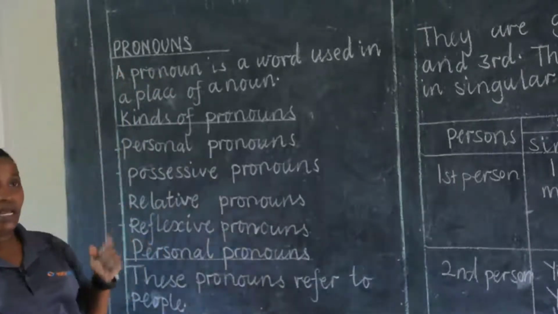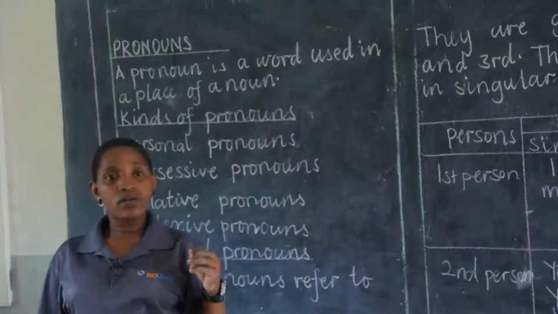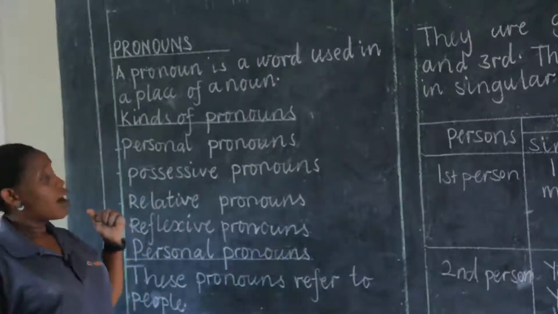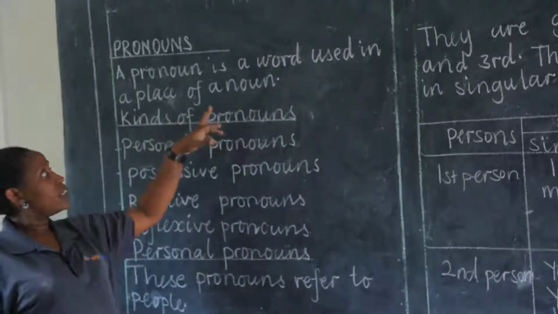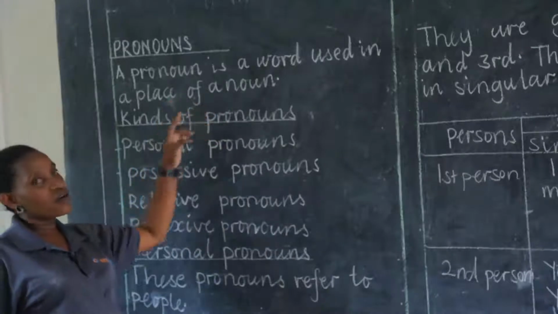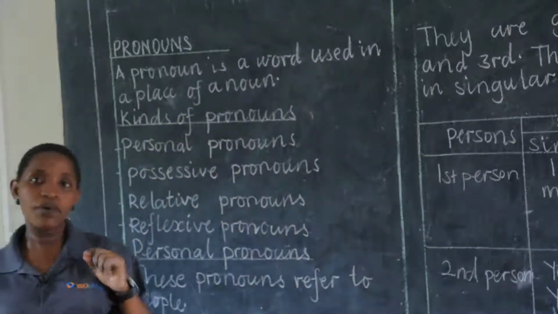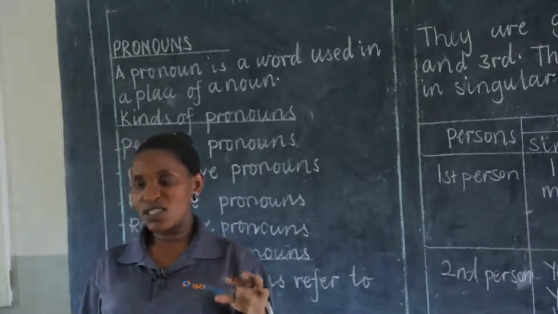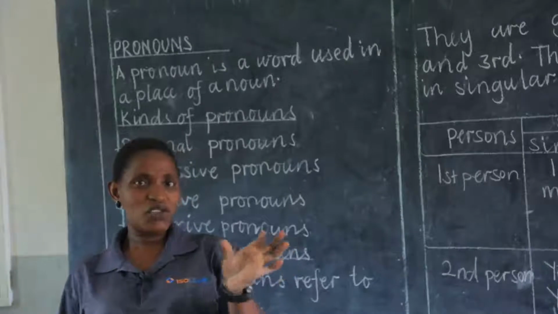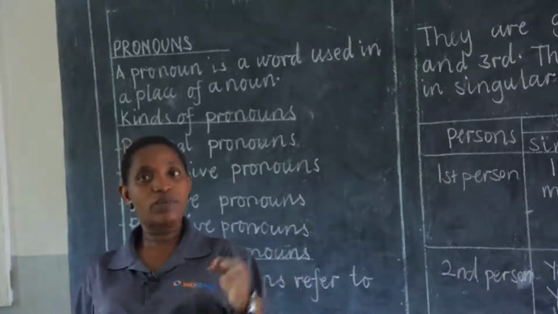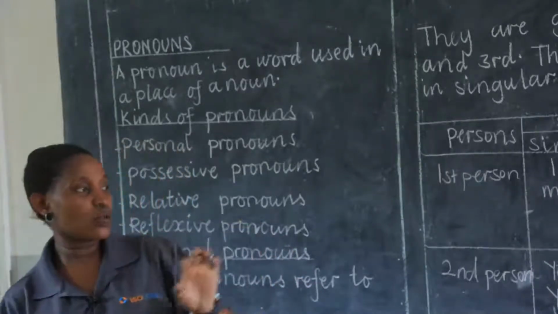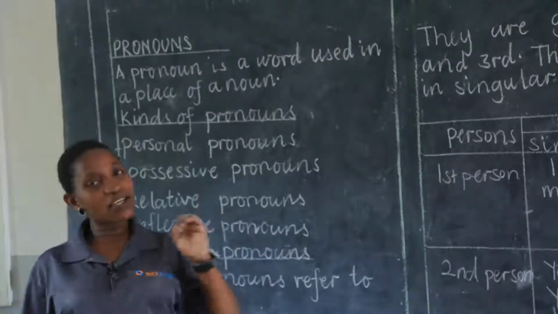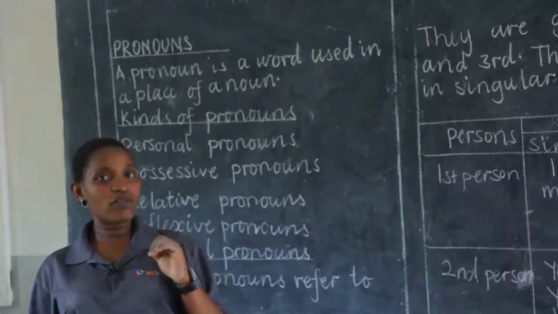Remember we said a noun is a name. So when you talk about pronouns, someone asks, what is a pronoun? A pronoun is a word used in place of a noun. Some people say it is a short word. Okay, it's a short word, but it is a word. Whether short or long, it remains a word. So, a word that we can use in place of a noun.